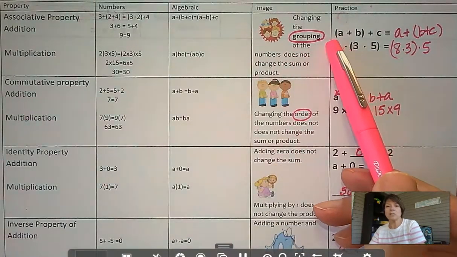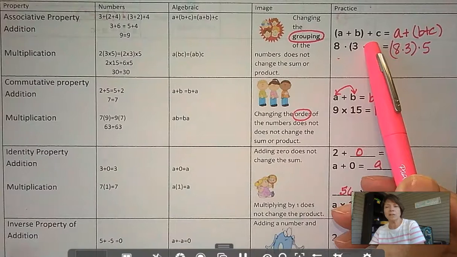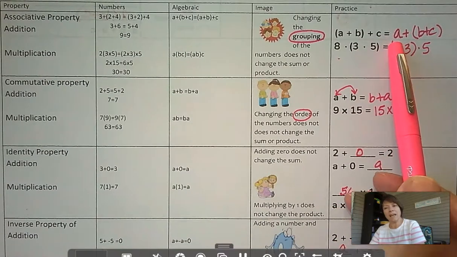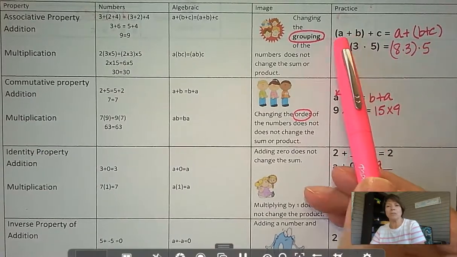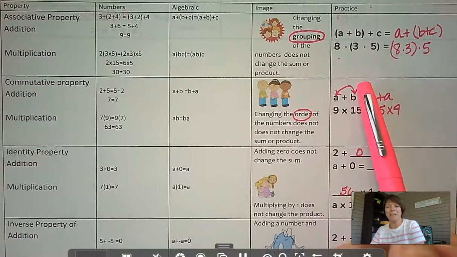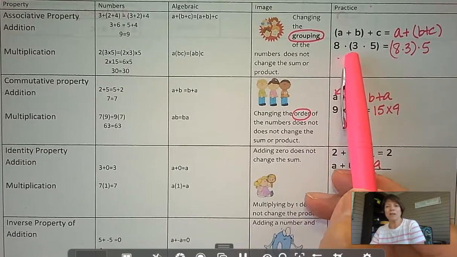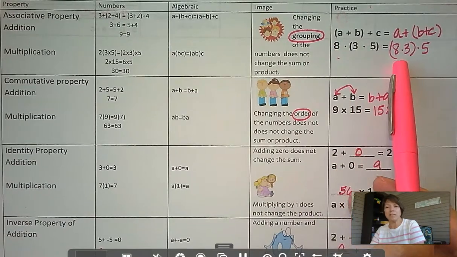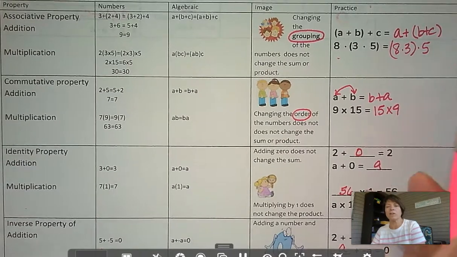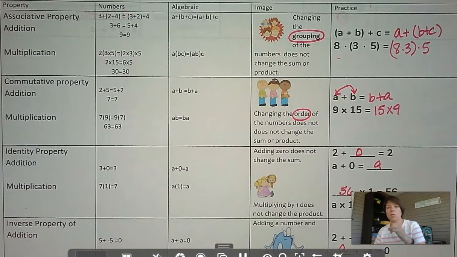So here's our example. If we do A plus B and then plus C, that's going to be equal to A plus the sum of B and C. The sum of A and B plus C will be the same. And here's how it looks with multiplication. If I did 3 times 5 first and then multiplied by 8, it's going to give me the same answer as if I did 8 times 3 first and then multiplied by 5. So again, if it's all addition or all multiplication, it doesn't matter what grouping we do the numbers. It doesn't matter if we do the 8 times 3 first and then the 5, or the 5 times 3 first and then the 8.